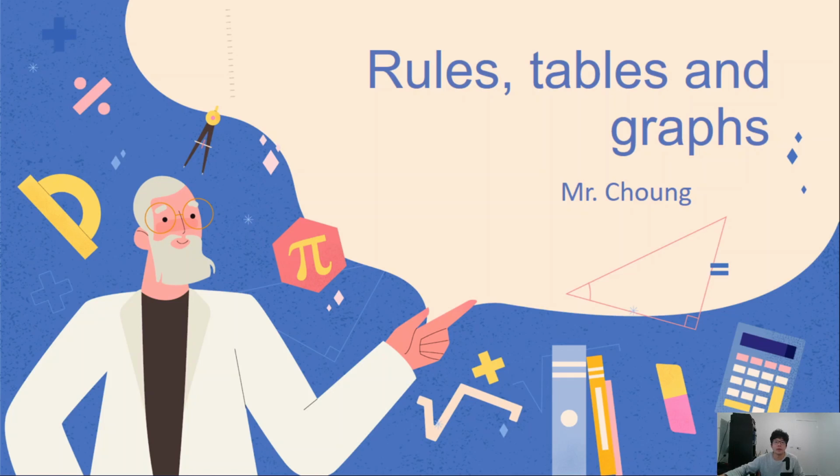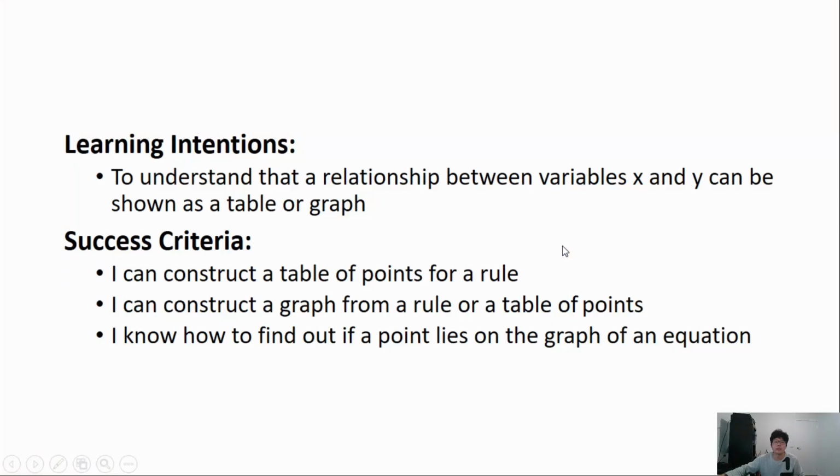This video will be about rules, tables, and graphs, and the learning intention for today is to understand that a relationship between variables x and y can be shown as a table or a graph. And by the end of this lesson, we should all be able to construct a table of points for a rule, be able to construct a graph from a rule or a table of points, and finally know how to find out if a point lies on the graph of an equation.